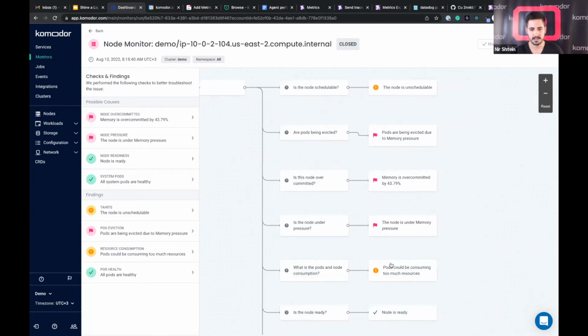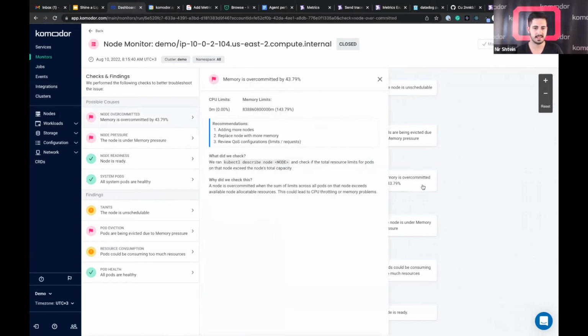I see 3 red flags here, and one of the flags really shines, and this is that my memory was overcommitted. So I will click on that, and I can see what Komodor checked for me. They ran kubectl describe node, showing that my memory is overcommitted, and they also told me how to solve the problem. Maybe you need to add more nodes, maybe you need to replace the node with one with more memory. And this is the solution for my problem.